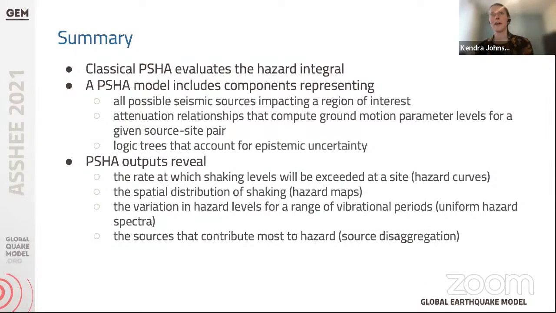Okay, so to summarize what we've covered so far, classical PSHA is an evaluation of the hazard integral, and we use a PSHA model in order to represent the components of the hazard integral in a way that reflects the seismicity occurring around the region of interest, and also as a way of computing ground motions that we expect to occur when those earthquakes occur. Finally, we account for the uncertainty in those using logic trees. And we use the outputs of PSHA to reveal the rate at which shaking levels are exceeded at a site, how this varies spatially, how this varies for a range of vibrational periods, and which sources contribute most to the hazard.